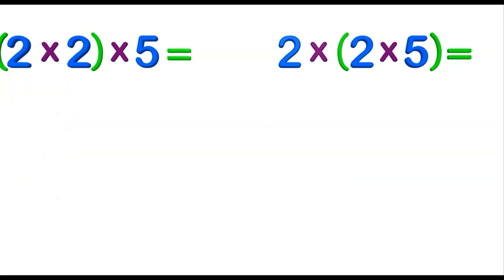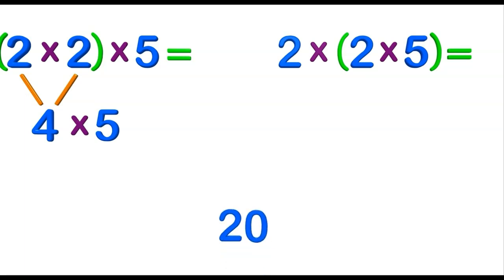We will start with the problem on the left. Remember, the king goes first, so let's multiply 2 by 2. We get 4, and now all we have left to do is multiply 4 by the last number, which is 5. What is 4 times 5? If you said 20, you are correct.